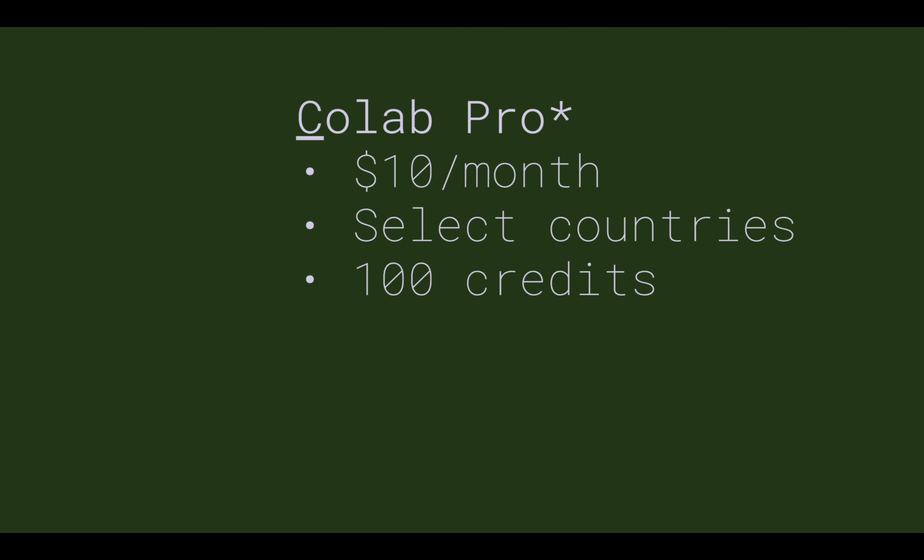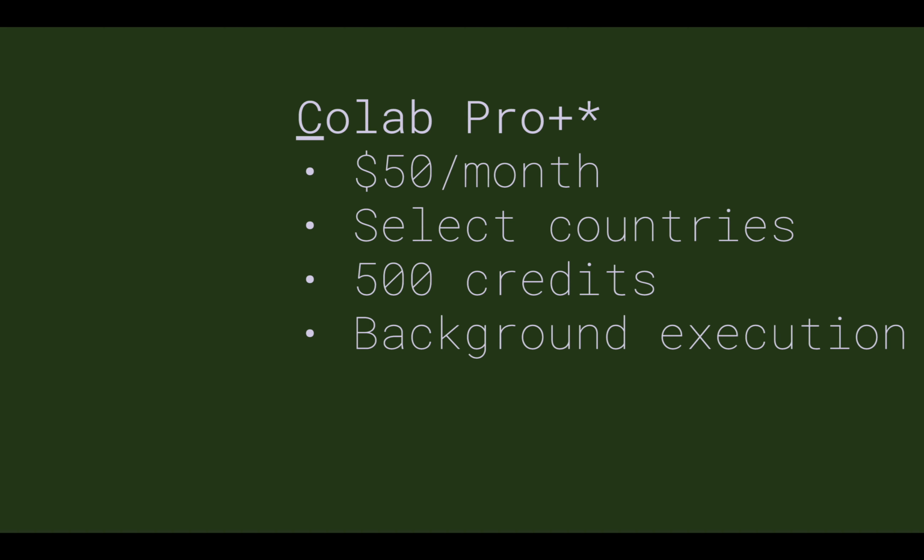I'll talk about what credits are in a minute. You can always buy more credits, so it really doesn't matter. The price is what it is, and you just pay per credit. There is also another plan, Colab Pro Plus, which is $50 a month, and that is 500 credits. The other nice thing is that this allows you to do background execution. So you can shut the file off or close your tab, and the thing will still execute behind the scenes, or you can close your laptop and execute stuff behind the scenes.